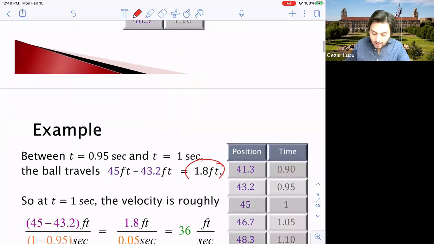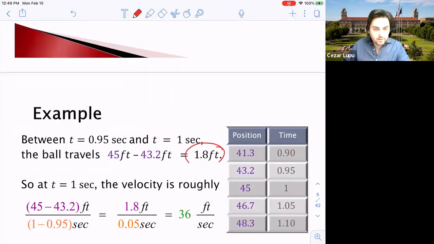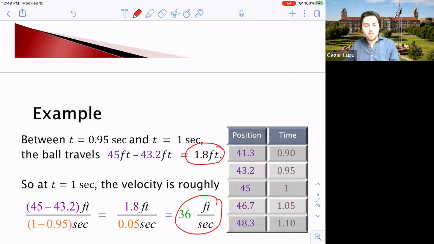So at t equals 1 second, the velocity is roughly 45 minus 43.2 feet over 1 minus 0.95 seconds, which will give us 1.8 feet over 0.05 seconds, and this will be 36 feet per second if we do a computation here, right? And if you look at this guy here, 45 minus 43.2, you see what we did now.